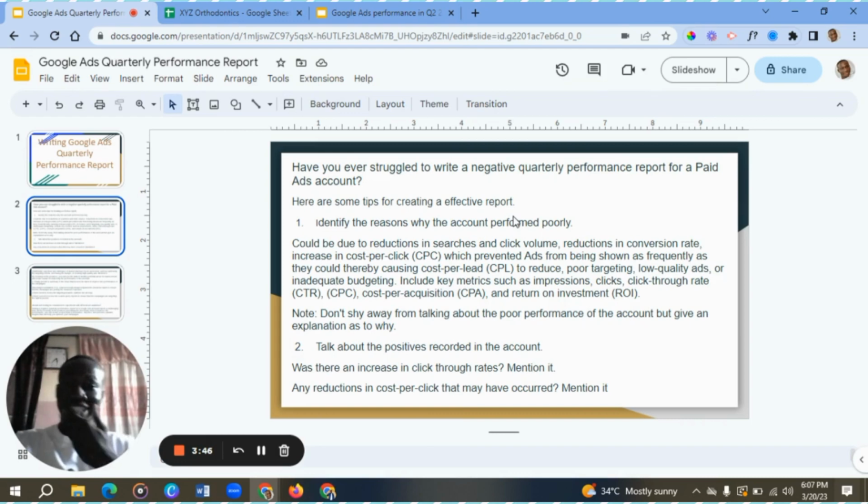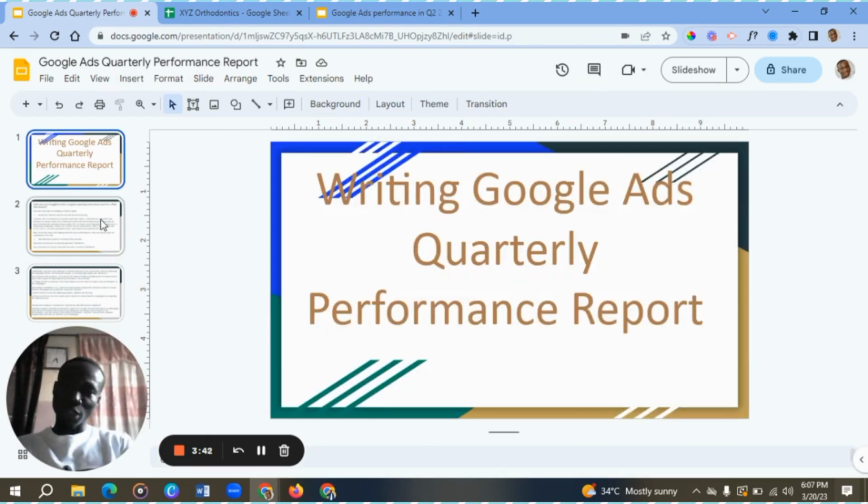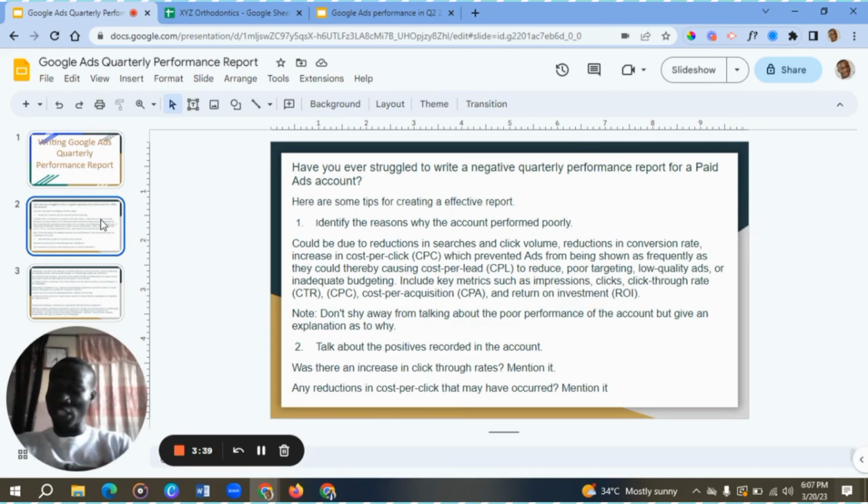So if you can see my slides, this is what we're talking about today, writing Google Ads quarterly report. But before we move forward, I want you to keep some things in mind. I'll be sharing with you the accounts they gave me. I'll share their performance, and I will explain to you. Actually, I will write a report live for you to see.